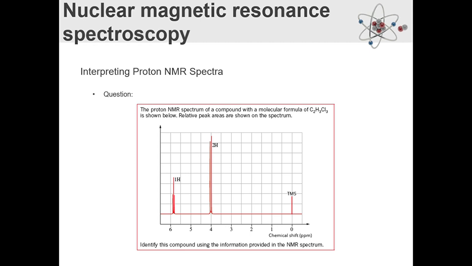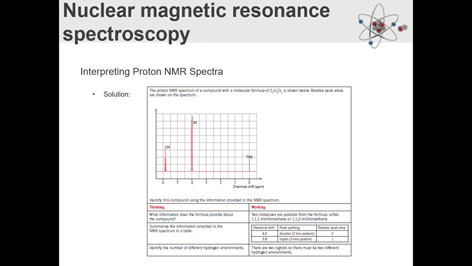Now, draw those 2 out and then try and work it out again. One's going to have, all right, I'm going to stop talking because I nearly gave it away again. All right, let's have a look. So, there are 2 different environments, and one's got 1 hydrogen and the other one's got 2 hydrogens. So what information does this formula provide about the compounds?